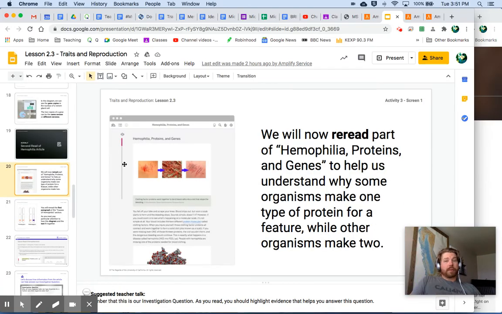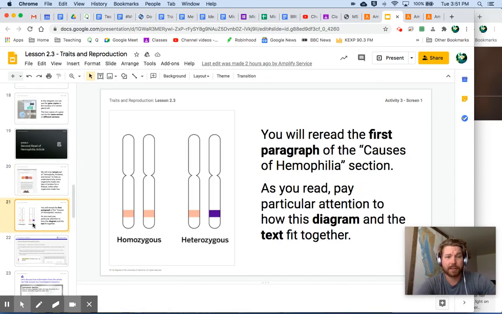The next thing we're going to be doing is rereading just part of that hemophilia article. We've already talked about what hemophilia is and how it happens, but we are going to reread part of it to help us understand why some organisms make one type of protein for a feature while other organisms make two. You will first reread the paragraph on causes of hemophilia. As you read, pay particular attention to how this diagram and the text fit together.